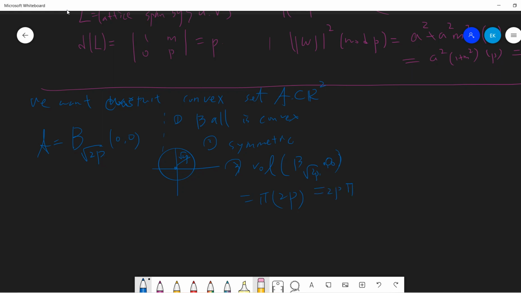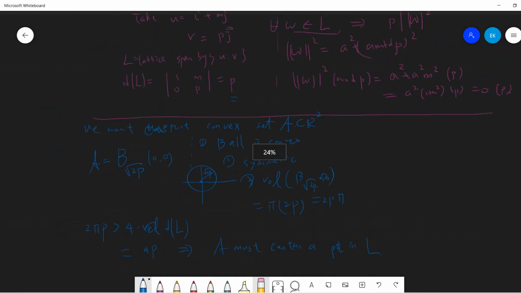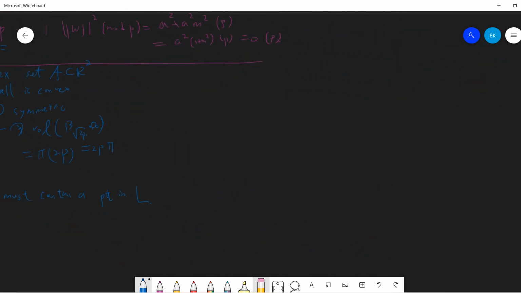Okay, so you can check 2 pi p is larger than 4 times the determinant of the lattice. The determinant of the lattice is p, so it's 4p, because 2 pi is larger than 4. Okay, so which tells you that A must contain a point in L. Okay, so this just follows from the Minkowski theorem.